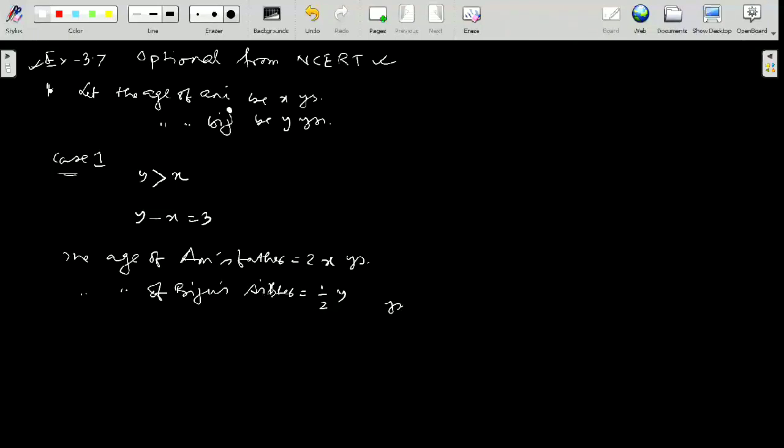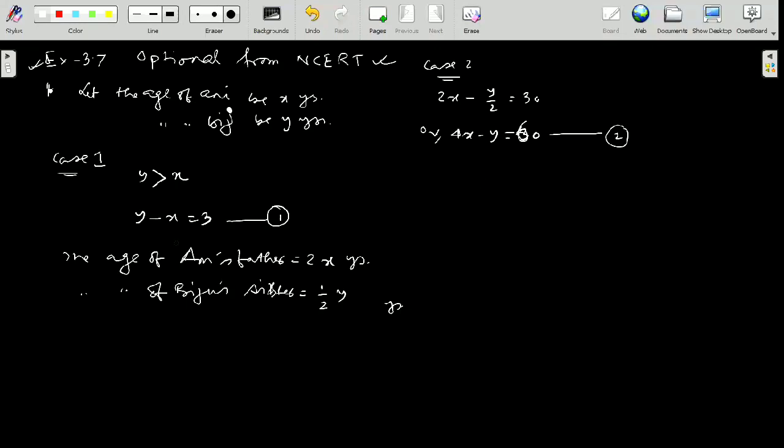Now according to the second condition, I write case number 2. That is 2x minus Y by 2 is equal to 30. This is given in your question: the ages of Annie's father and Biju's sister differ by 30 years. So make an LCM here. 4x minus y is equal to 30 into 2, that is 60. Number 2, first one is 1. Y minus x is equal to 3 is equation number 1, and this is 4x minus y is equal to 60, the second equation.